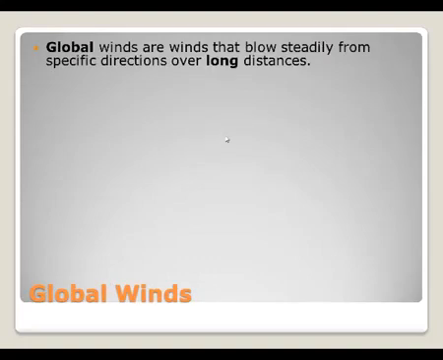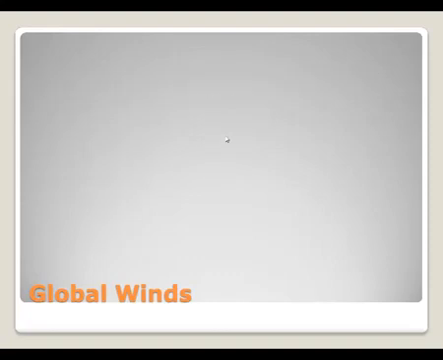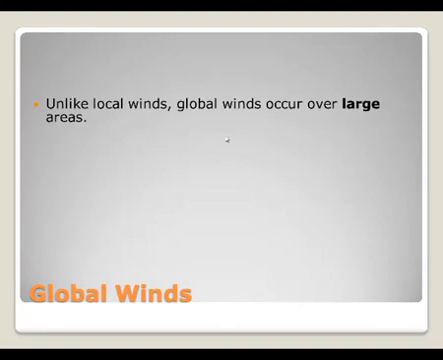Global winds. Global winds are winds that blow steady from a specific direction over long distances. Like local winds, global winds are created by the unequal heating of Earth. The difference is, though, that global winds are large scale.